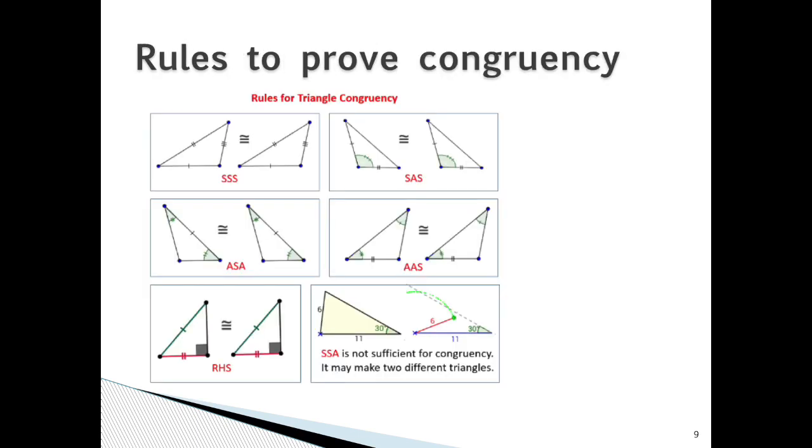There are specific rules you can use in order to prove congruency: side, side, side; side, included angle, side; angle, side, angle; angle, angle, side; or right angle, hypotenuse, side. Side, side, angle is not sufficient for congruency. It may make two different triangles.